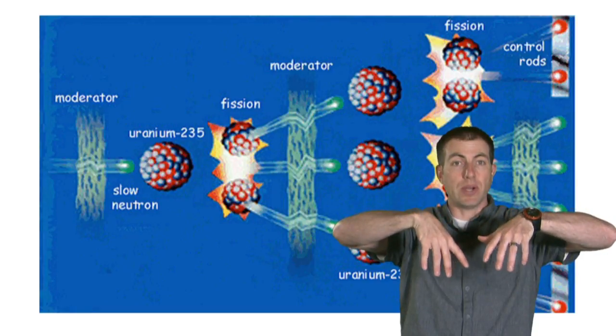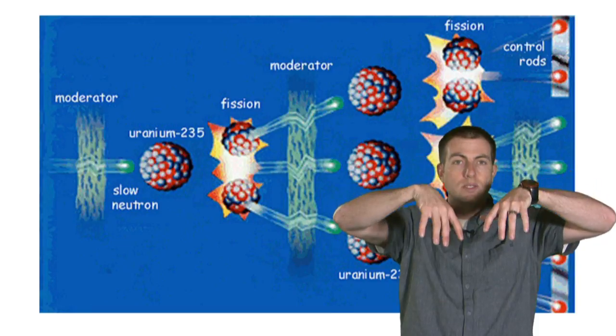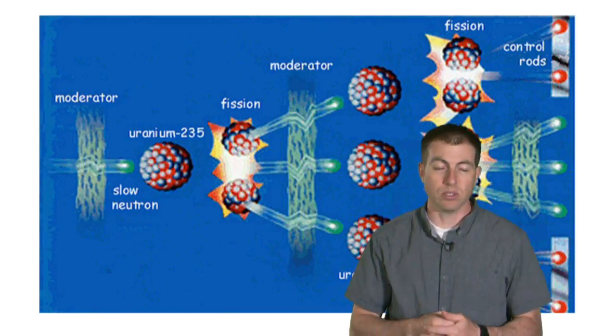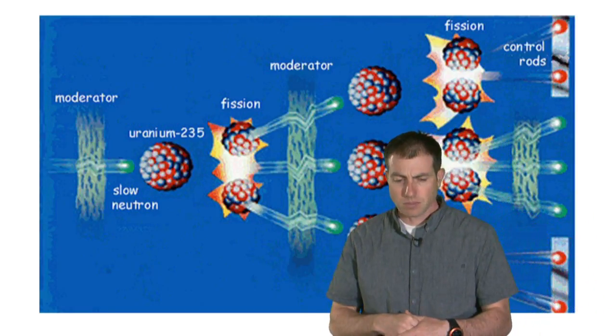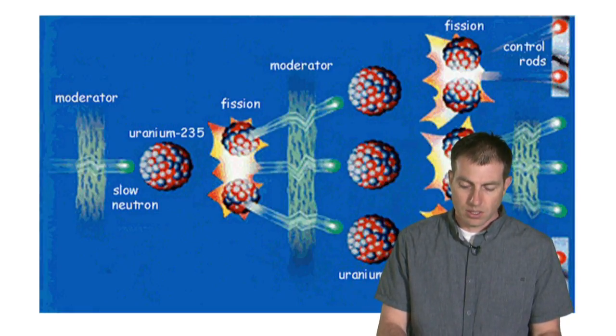If you want to speed up the reaction, if you want to increase the amount of energy produced, you just lift the control rods up a little bit. That speeds up the reaction because there's nothing to absorb the extra neutrons. You want to slow it down, you drop them in, and this is what happens. So this is how we create power.